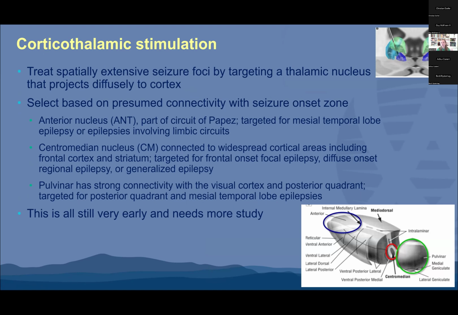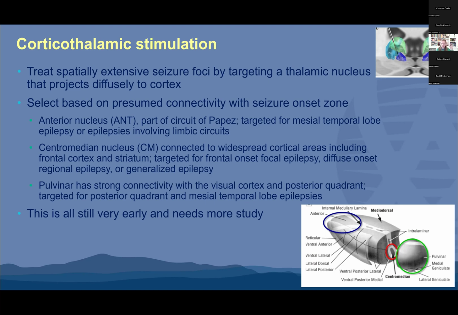If you have a larger area than that, if it's both temporal seizures and generalized onset or seizures coming from other places, then we actually often will do cortical thalamic stimulation, and you can still get good seizure reduction even with cortical thalamic or even sometimes bilateral thalamic stimulation for temporal lobe epilepsy. The three main nuclei that are studied are ANT, CM, and pulvinar. For temporal lobe epilepsy, ANT and pulvinar are really the two main targets.